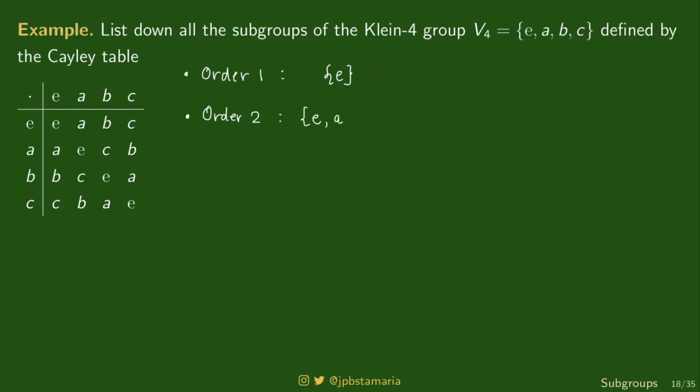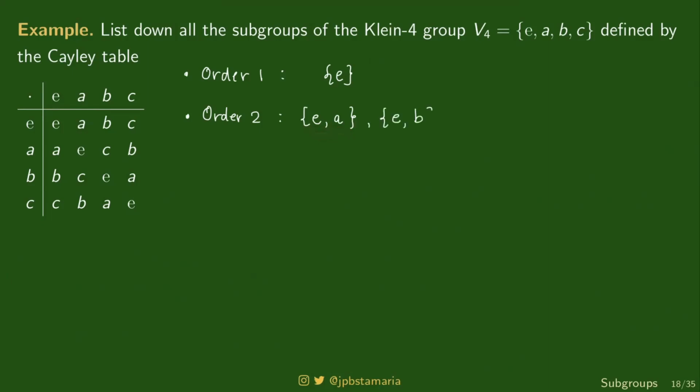Tanong, pag sinama ko ba si A, sinarado ko subgroup yan? Yes or no? Closed ba ito under multiplication? Try natin. E times E is E. E times A is A. Correct? Pasok pa. How about A times A? E. Okay, pasok. So therefore, close ito. Therefore, subgroup yan.